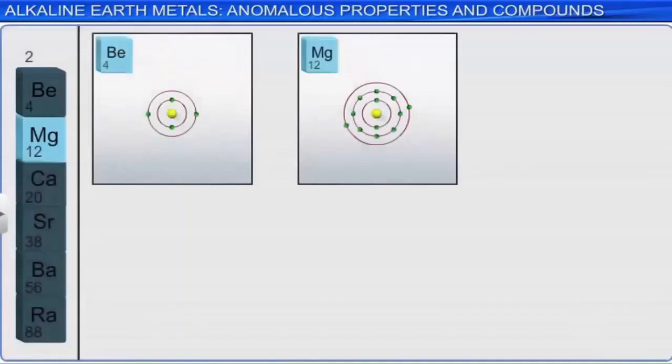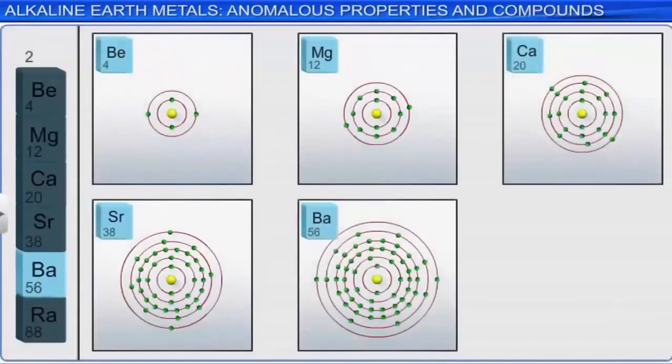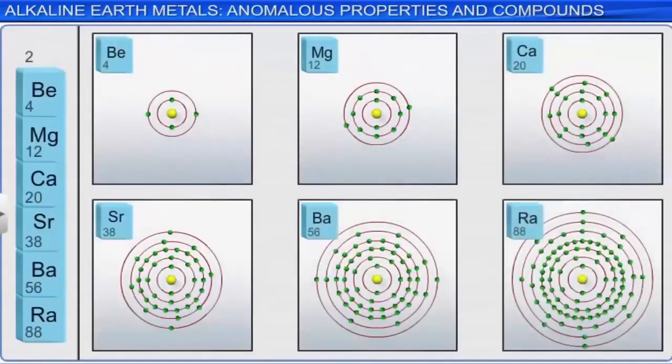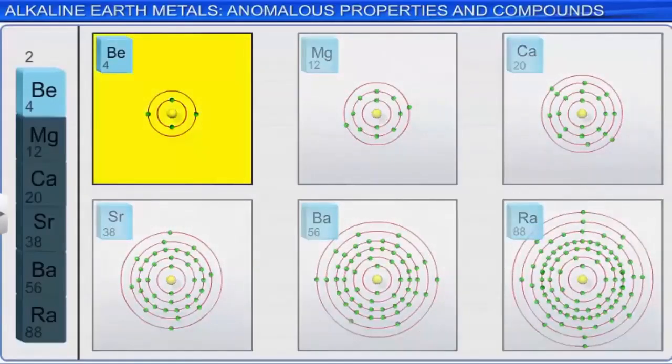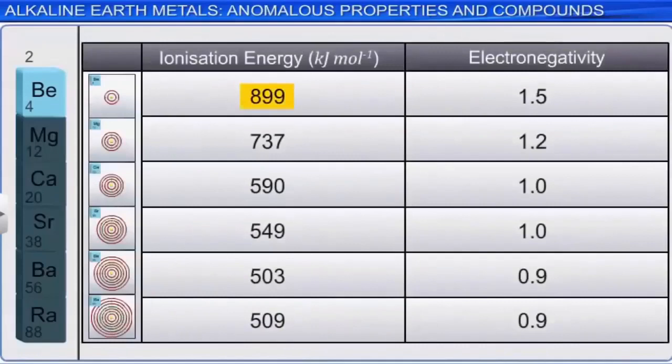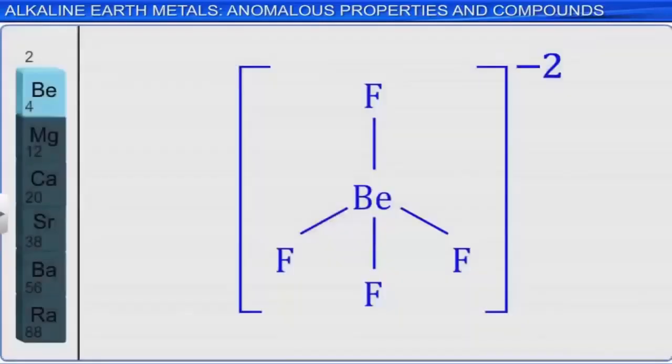This is due to the exceptionally small atomic and ionic radii observed for beryllium, as well as its high ionization energy and electronegativity compared to the other group 2 metals. Beryllium can achieve a maximum coordination number of 4.